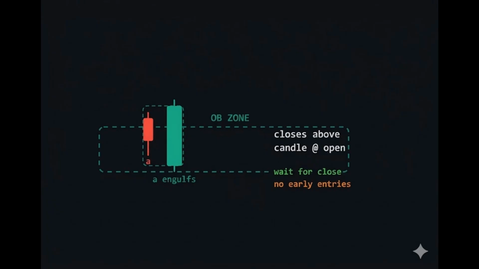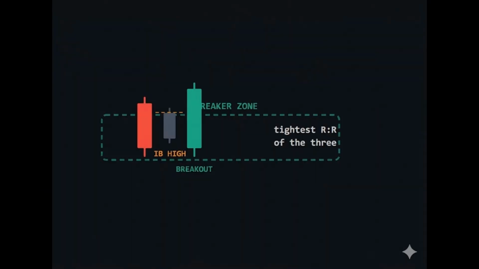The bullish engulfing. 2 candles. The first candle is bearish. It represents the final push of selling pressure into the zone. The second candle is bullish, and it completely engulfs the body of the first. It opens below the first candle's close and closes above the first candle's open. This pattern tells you that in a single session, buyers overwhelmed the entirety of the previous session's selling. That is a powerful statement of intent. For entry, wait for the second candle to close. Never enter mid-candle.